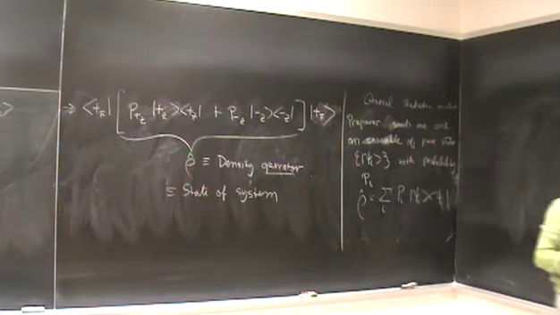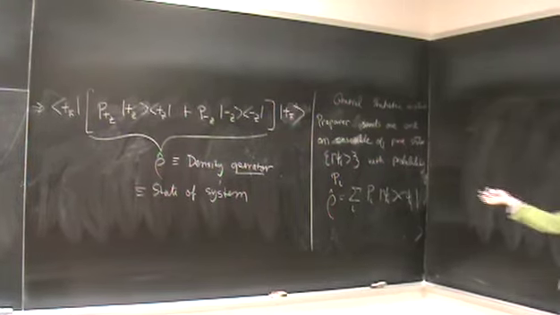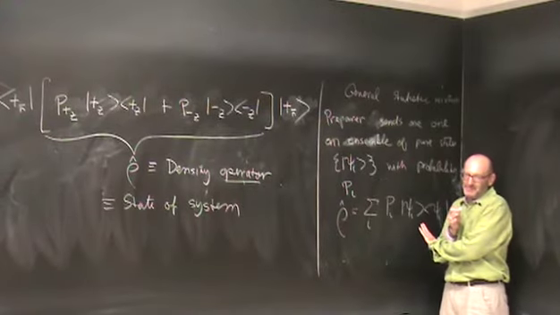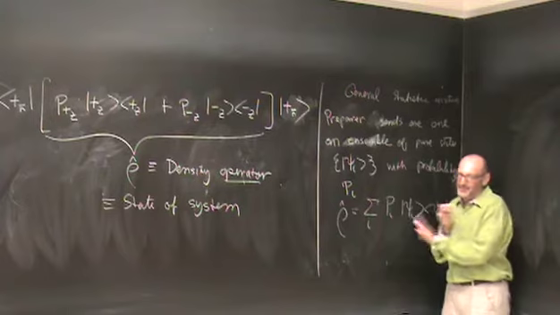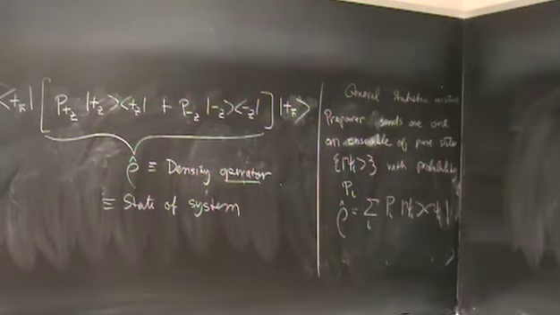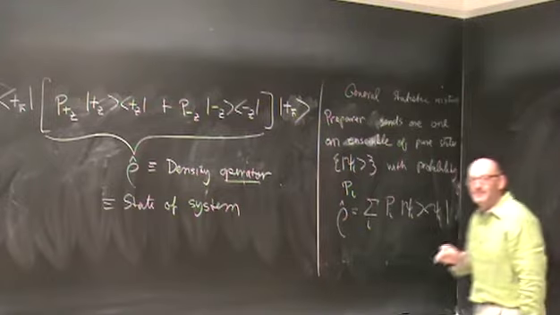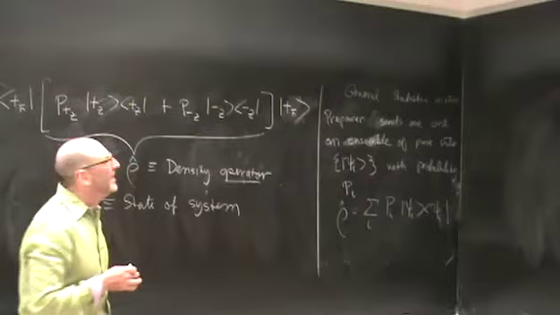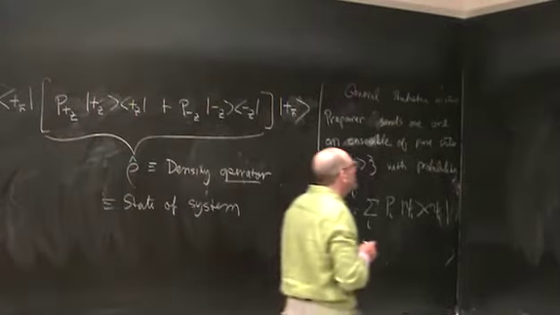If this is a spin 1/2 particle, even if I have 12 different members of the ensemble, this is still a 2 by 2 matrix, because it's still a two-dimensional Hilbert space. Okay. There's a subtlety there.